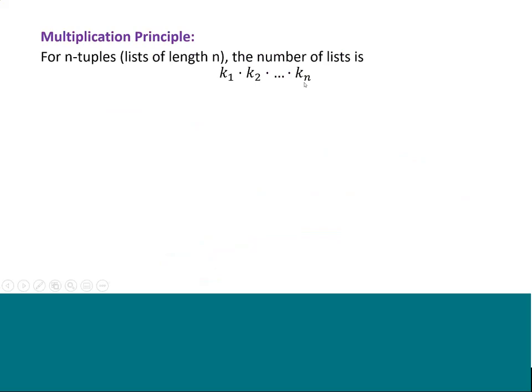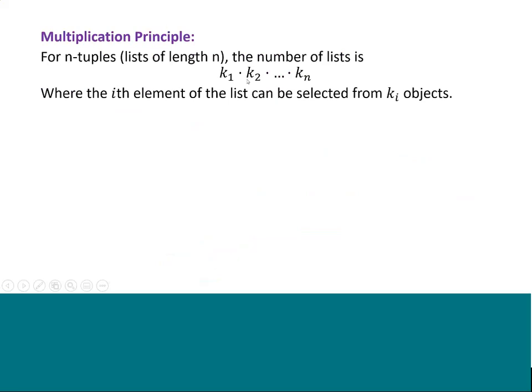So this is k1 times k2 dot dot dot times kn, and each of those k's, so k1 is the total number of objects that the first position in the list could be chosen from. This k2 is the total number of objects that the second thing in the list can be selected from. You keep going, and the nth or the last object in your list could be selected from a grand total of k minus n objects from wherever it's being pulled from.